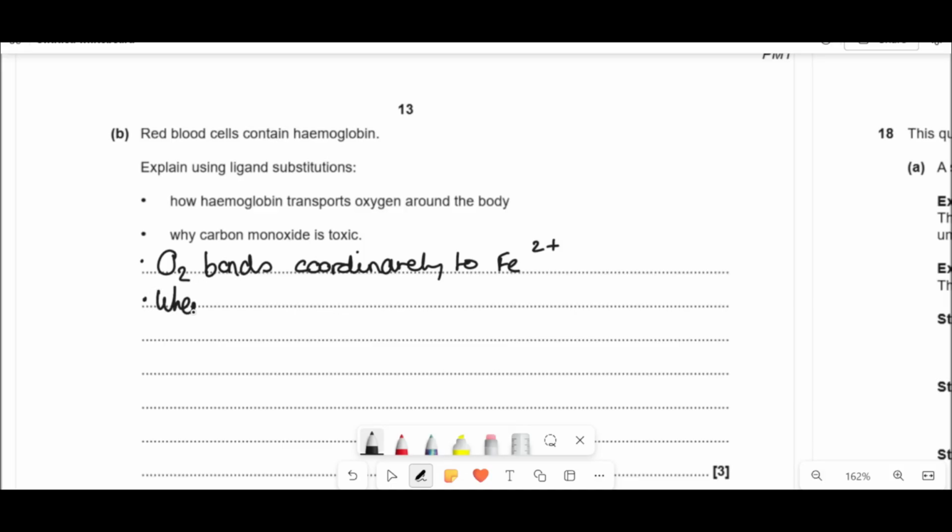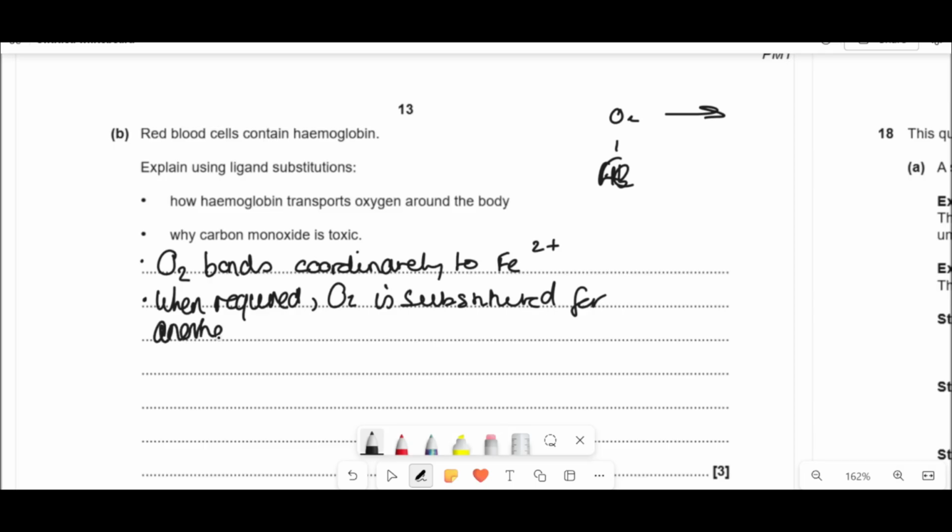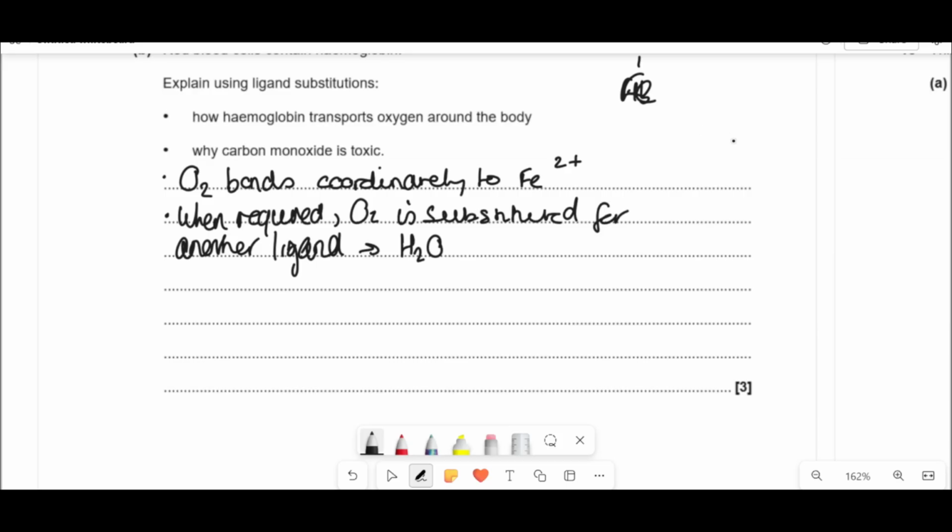Then when it's required, you want to get it away from the hemoglobin, the Fe. So we need to take it off. The only way to take it off is by substituting it for something else. You can't just make it disappear. So when it's needed, the O2 is substituted for another ligand. The other ligand is what your body is mostly made of, which is water. So the H2O literally swaps for it and then it's taken off. Or CO2, but H2O is the more likely one. Fine. That's pretty much that.